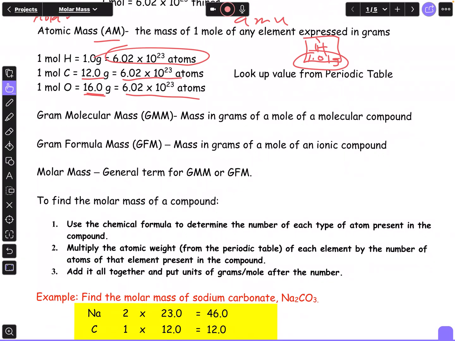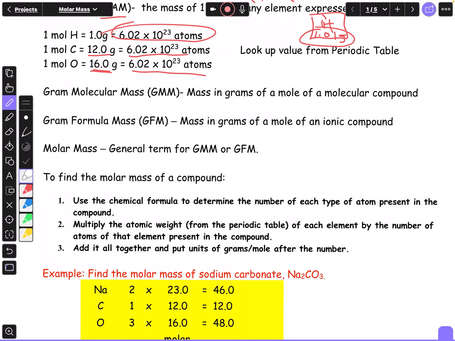Now, gram molecular mass is the mass in grams of a mole of a molecular compound. So you'll hear this called molecular mass a lot of times. Gram formula mass is the mass in grams of 1 mole of an ionic compound. It's the same thing. Or molar mass, that's just a general term for gram formula mass and gram molecular mass. So most of the time you're going to hear me call it molar mass. If you're asked in a problem to calculate molecular mass, it's the same thing.